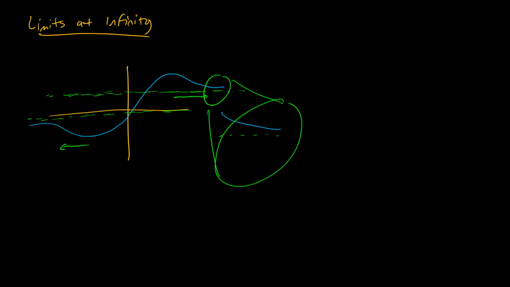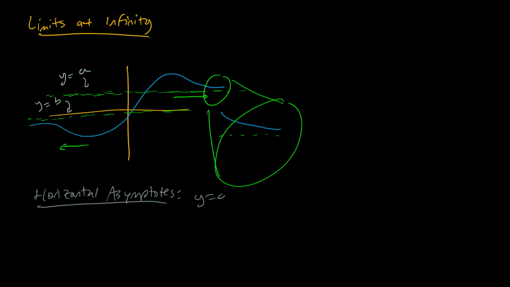So if this was the line y equals a, and this was the line y equals b, then I would say that I have horizontal asymptotes at y equals a and y equals b. And the technical definition of a horizontal asymptote in algebra, we say it's a horizontal line the graph never crosses. Well, here we see a picture where I have two different horizontal asymptotes and I cross both of them. Okay, so what is actually the definition of this?